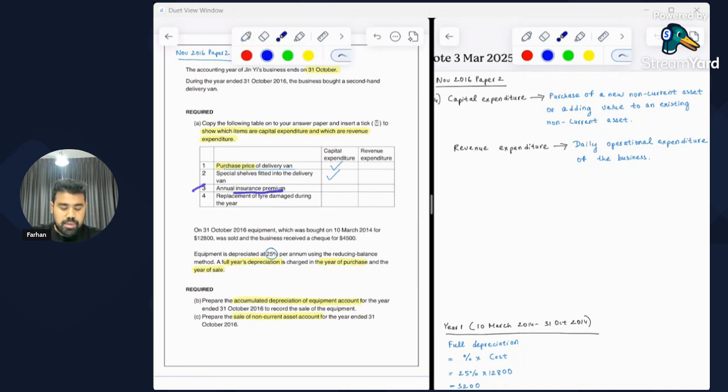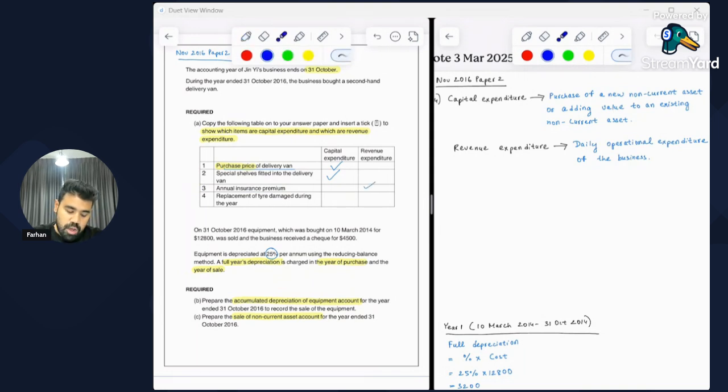Number 3, annual insurance premium. Annual insurance premium refers to an expense, which is the insurance expense in order to protect the asset from any damage that you may possibly incur. This is referring to the day-to-day operational expenditure of the business, right? Therefore, this falls into the category of a revenue expenditure. We are not buying any non-current asset in this case, nor are we adding value to an existing non-current asset. We are simply paying for some kind of protection, which in this case is the insurance that helps you protect your losses if the asset gets damaged.